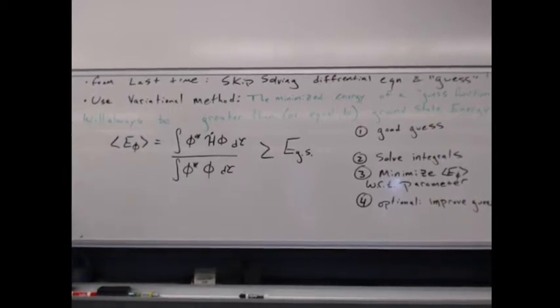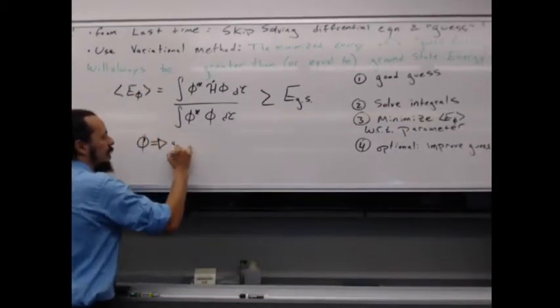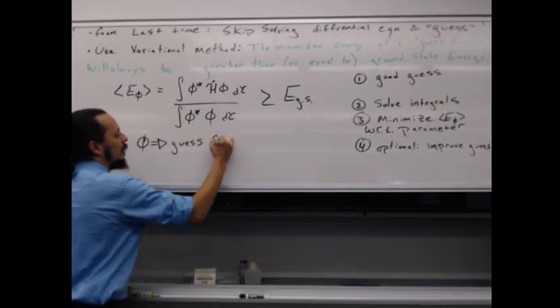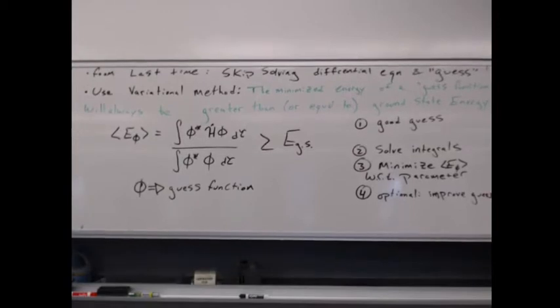We're going to minimize the energy of a guess function, and that will always be greater than or equal to the ground state energy. So we're looking at this to find an approximation of the ground state energy. And this is the equation we're using where phi is our guess function. So we're saying phi is our guess function.